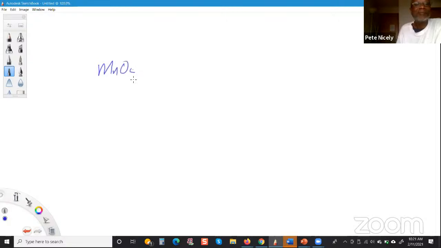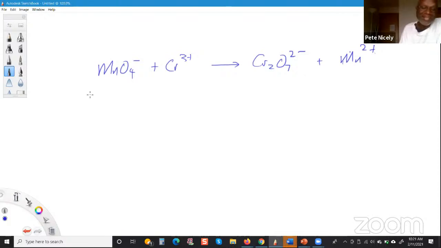Let me try this one, MnO4 minus, and Cr3 plus to give Cr2O7 2 minus plus H2O. Okay. Let me make sure I'm doing the right thing this time. Oh no, see, I made a mistake already. This should be Mn2 plus. Okay, so let's work with this one. I'm quite sure this one will work out.